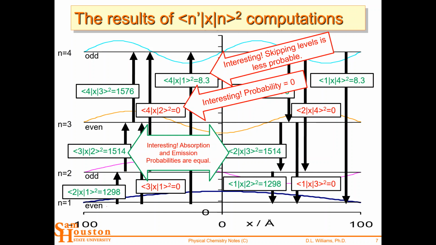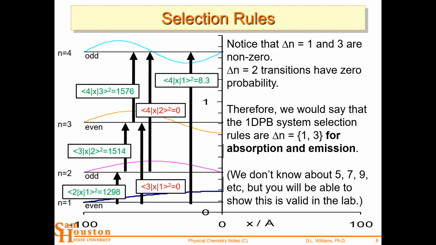Is that because, like, sine 2 pi is 0? No, it's the odd-even nature of the functions. Yeah. And so this is our conclusion for selection rules.